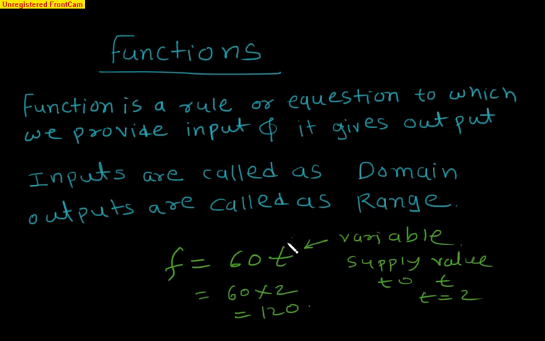The value which we will put in the place of t is called the domain, which is nothing but the input to the function. And the answer that we get after putting this value is nothing but the range. The output of the function is called the range.